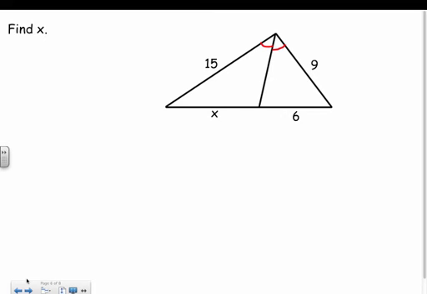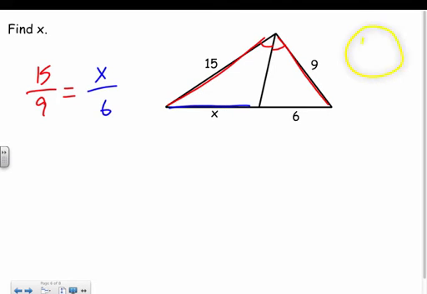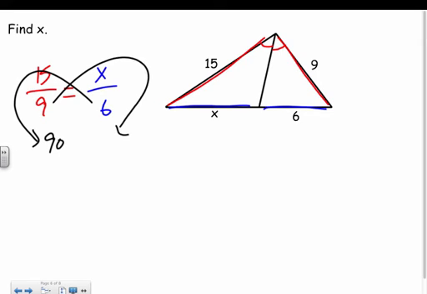It could be straightforward just like this. So for example, I would set 15, well, that corresponds to 9, over 9 equals, well, I got to go back to the side that 15's on. So x has to go on top over 6. And then we just solve our cross product like before. So 15 times 6, which is 90. 9 times x, which is 9x. Set them equal, divide by 9, and x equals 10. And that's all it's asking for.